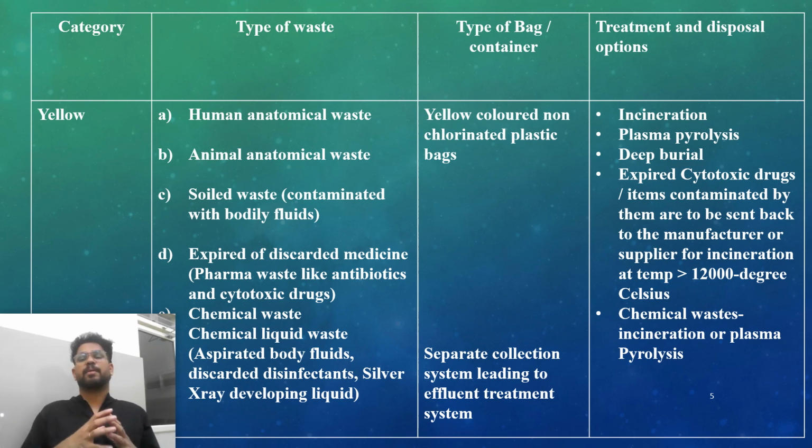Now the categories, which speak about what types of waste each color bag contains. The types of waste will be human anatomical waste, animal anatomical waste, solid waste, and expired or discarded medicines or pharma. These come under yellow colored non-chlorinated plastic bags. And how is it treated? It is treated by incineration, plasma pyrolysis, or deep burial, depending on the type of waste. Focus on the color and the contents of it.